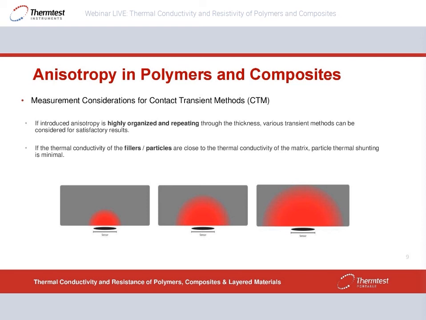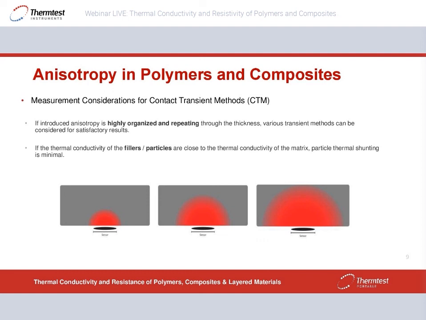Contact transient methods, that's what we classify all transient methods that come in contact with the material. The typical description would be an electrically conductive sensor of some kind, electrically insulated from the sample. A transient from the sensor is applied to the sample, and simultaneously we're reading temperature to record a temperature rise versus time. So if any anisotropy is introduced through the previously mentioned processes or fillers, and is highly organized and repeating through the thickness, there are a number of transient methods that will give satisfactory results.